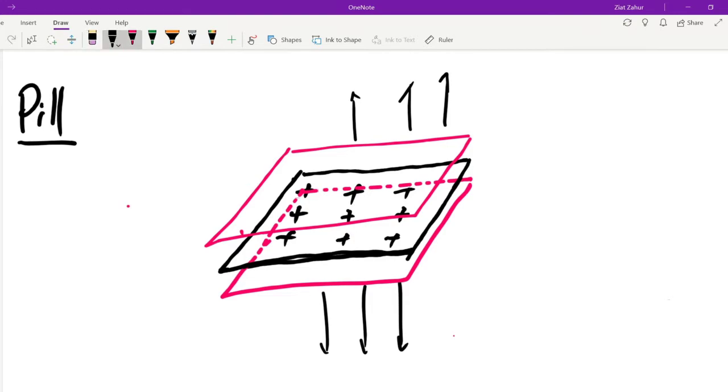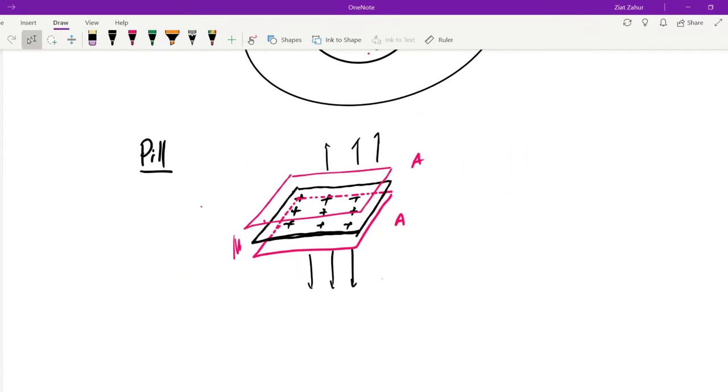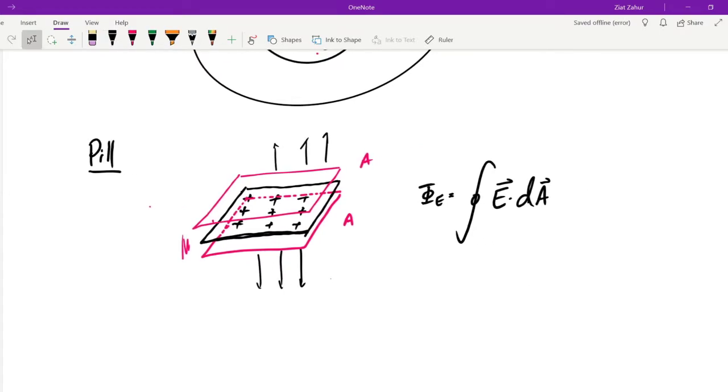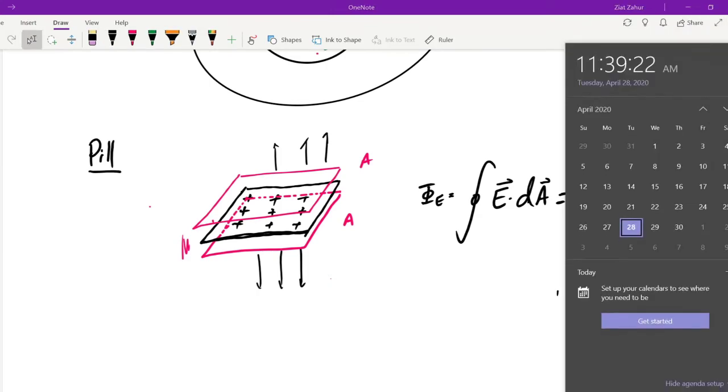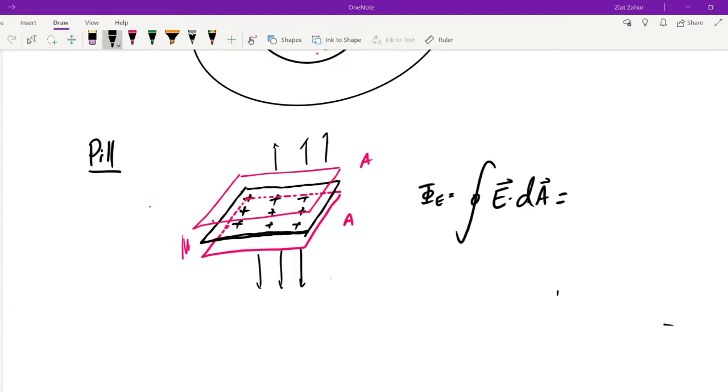Alright, so the pill has two areas, A, and nothing in between. So we're going to do the sandwich, the Gaussian sandwich model. And if I do flux is equal to the closed loop integral of E dot dA, it is equal to, on the right side, Q enclosed over epsilon naught.